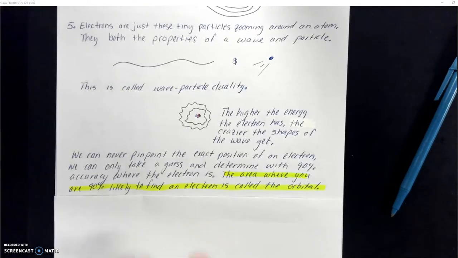Now, we can never exactly pinpoint the exact position of an electron in an atom. We can only take a guess using very complicated math, but it's a pretty good guess because we can get it with 90% accuracy. So what that means is we can never pinpoint the exact location of an electron in an atom, but we can get a good guess with 90% accuracy where it is.